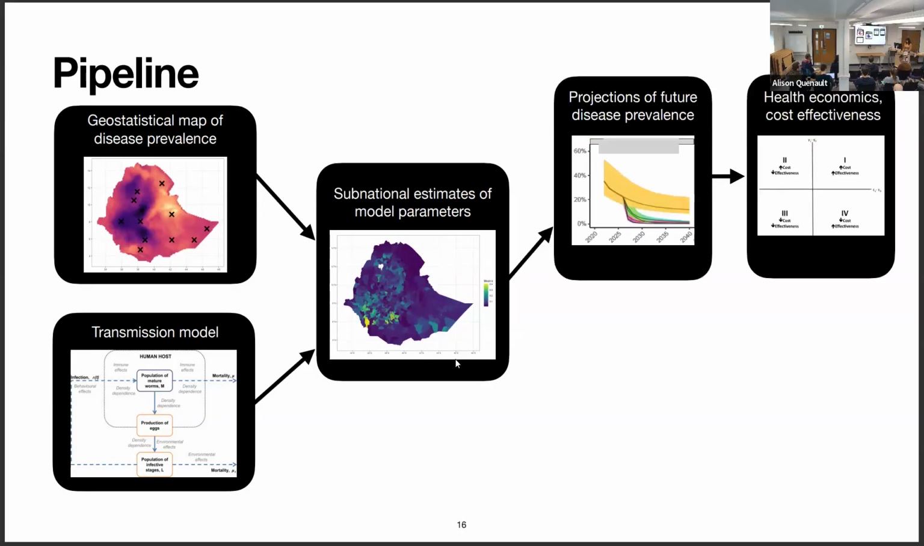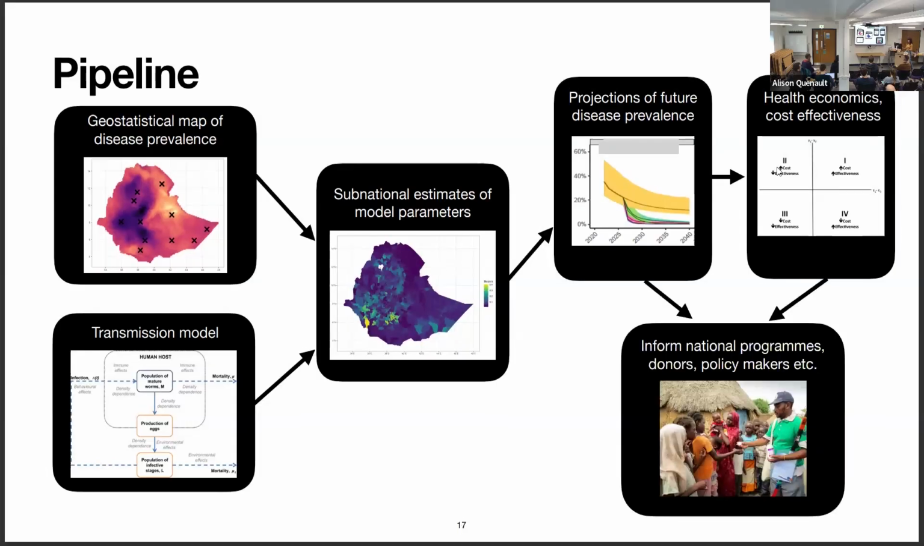So once we have these subnational estimates of the model parameters, we then feed these into projections of prevalence in the future. The Gates Foundation or other stakeholders might be interested in different treatment scenarios. So they say, if we carry out treatment scenario 1, how will prevalence look by 2040 compared to these other treatment scenarios that we're interested in? So we do that, and then that feeds into health economics and cost effectiveness analyses, and it all feeds into informing how we should be controlling these diseases using this data-driven approach.